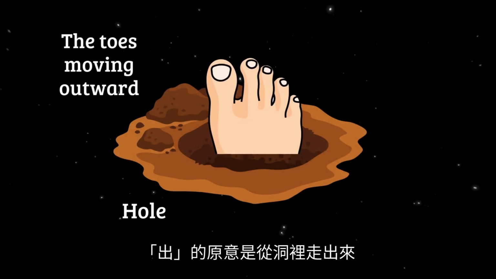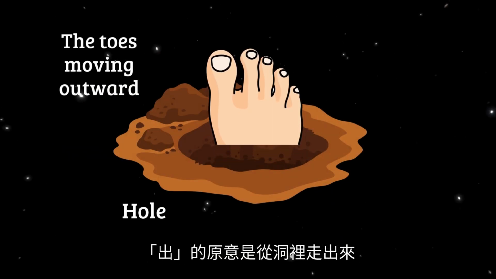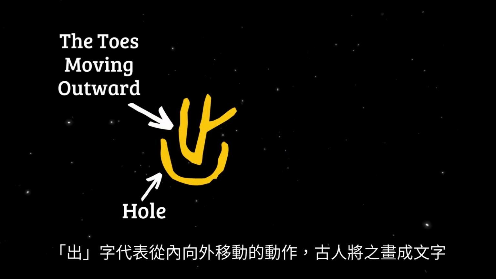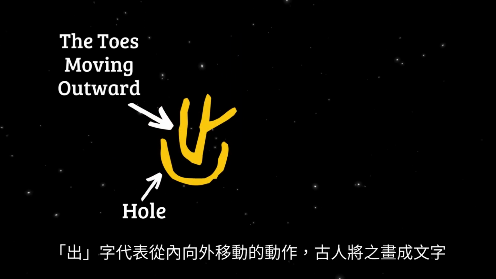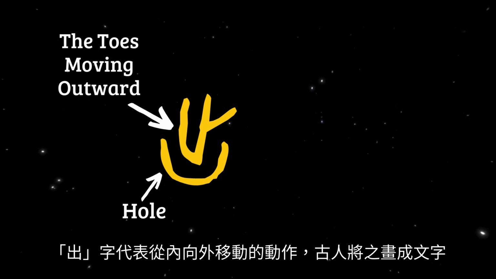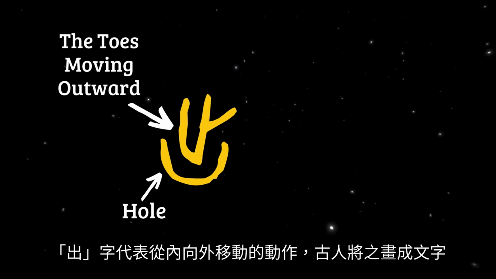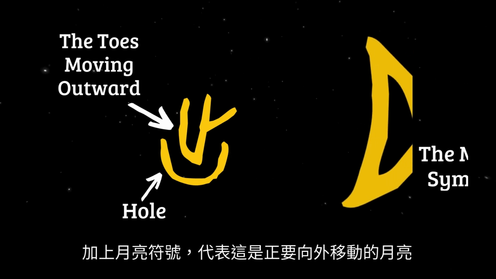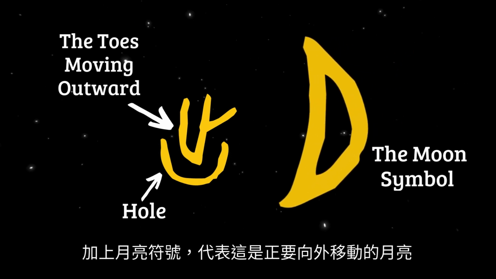The original meaning of the character 出 was to come out from a hole. The character 出 represents the action of moving from the inside to the outside, which ancient Chinese people depicted in writing. Adding the moon symbol represents the moving outward moon.